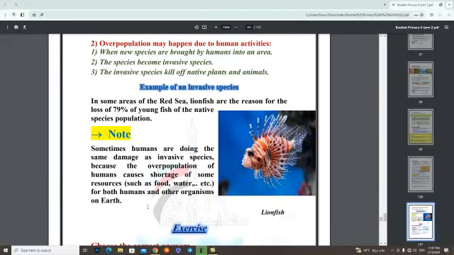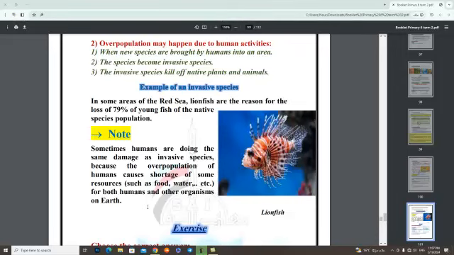Note, sometimes humans do the same damage as invasive species, because the overpopulation of humans causes a shortage of some resources such as food, water, etc. for both humans and other organisms on Earth.